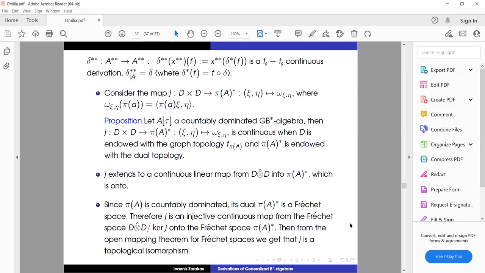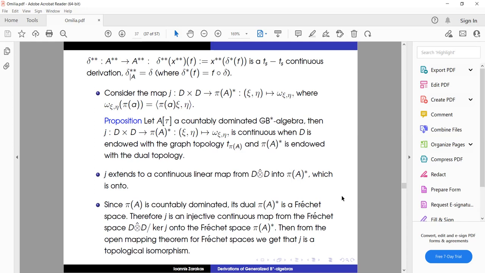Now, the whole consideration of proving our result had to do with how to pass the information from alpha to P alpha, as I said in the beginning of the proof. And this transferring of information from alpha to P alpha was done through the consideration of the map that I call here J, which is the simple map taking any pair of elements from D and mapping it to the functional omega xi eta. Very natural one. So we proved that this J is continuous, okay, when we equip D with the graph topology and P alpha dual with the dual topology.